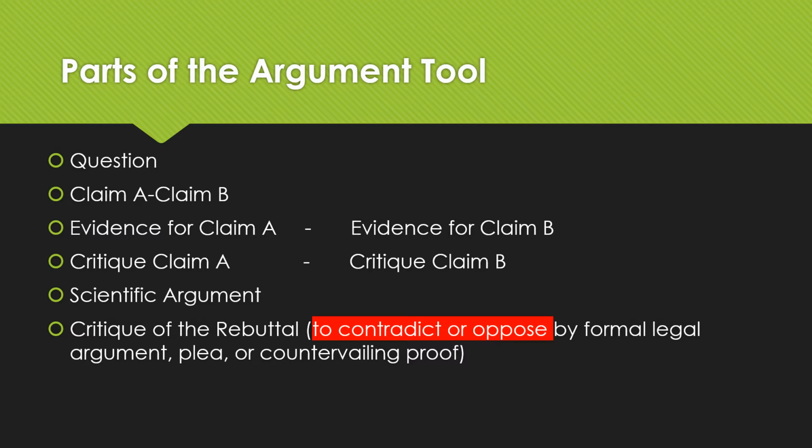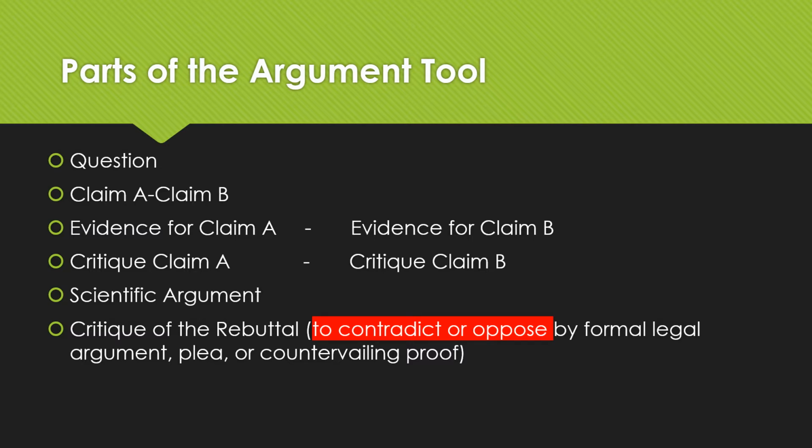So, parts of the argument tool. We again start with a question. And since this is an argument tool, we are going to make two claims, claim A and claim B. After this step, we are going to find evidence for both claims, and then we will critique the claims. We will talk about whether the evidences are strong, which in return makes the claim strong or not.